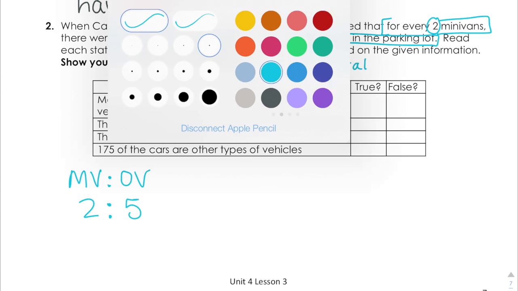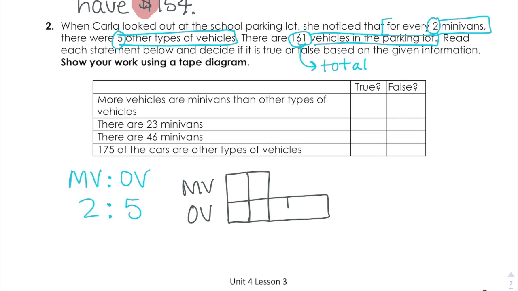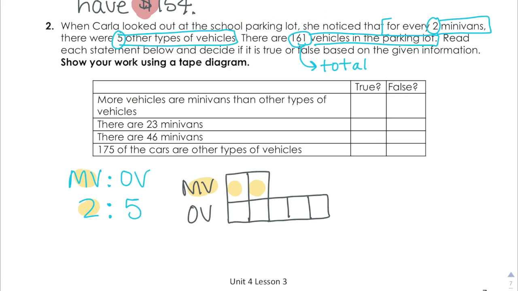So let's go ahead and draw our tape diagram. We've got minivans, 2, other vehicles. I need to match up 2 boxes, then add 3 more for other vehicles to represent the total of 5. Let's check our work. For minivans, we have 1, 2 boxes, and minivans and 2 go together. And we have other vehicles, 1, 2, 3, 4, 5, and other vehicles and 5 go together. So we're on the right track.